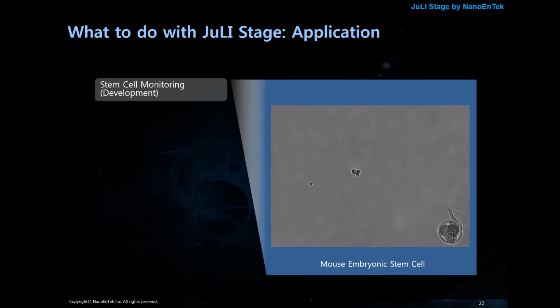From the four cell, it will divide into eight cell, into 16 cell stage, and it will divide into 32 and 64. And after 64, it will form a blastula, and you can clearly see the blastocoel inside. And we stopped the experiment before the gastrulation.